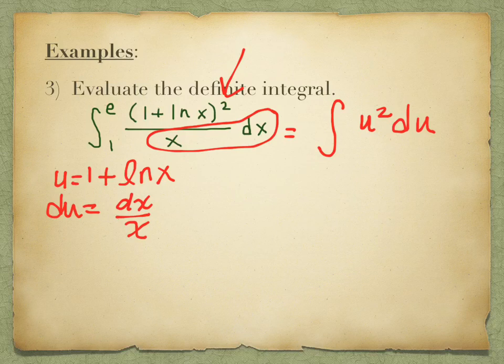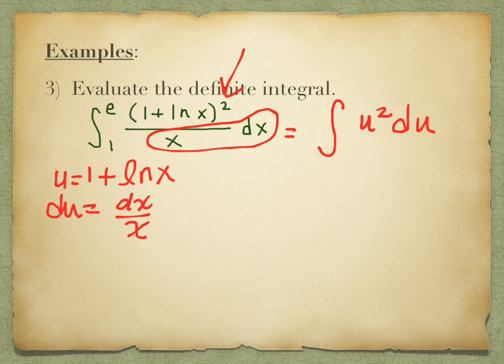That 1 and that e were specific values for the variable x. And I changed it into a different variable, didn't I? My u does not have the same values of 1 and e. There are two ways to handle that. One way, and this is the way I'm going to do it, is that we're going to work the whole problem just like it is without the numbers 1 and e. We're going to turn everything back to x's in the end, and then we're going to plug the 1 and the e in. That's one way to do it.